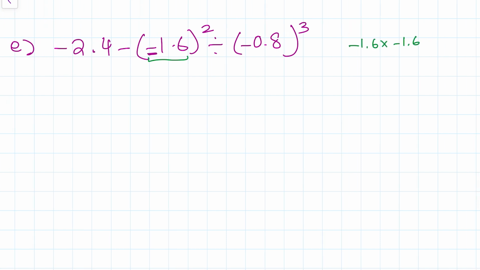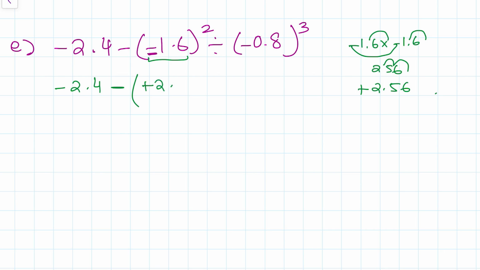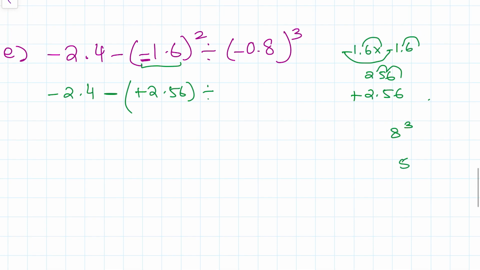What is 16 multiplied by 16? 16 multiplied by 16 is a 256. 1, 2 back, 1, 2 back. Minus minus becomes a plus. Divided by. What is 8 cube? 8 into 8 into 8 is a 512. 0.8 into 0.8 into 0.8, all with a negative sign. Minus minus is a plus, plus minus is a minus. 1, 2, 3 back. 1, 2, 3 back.